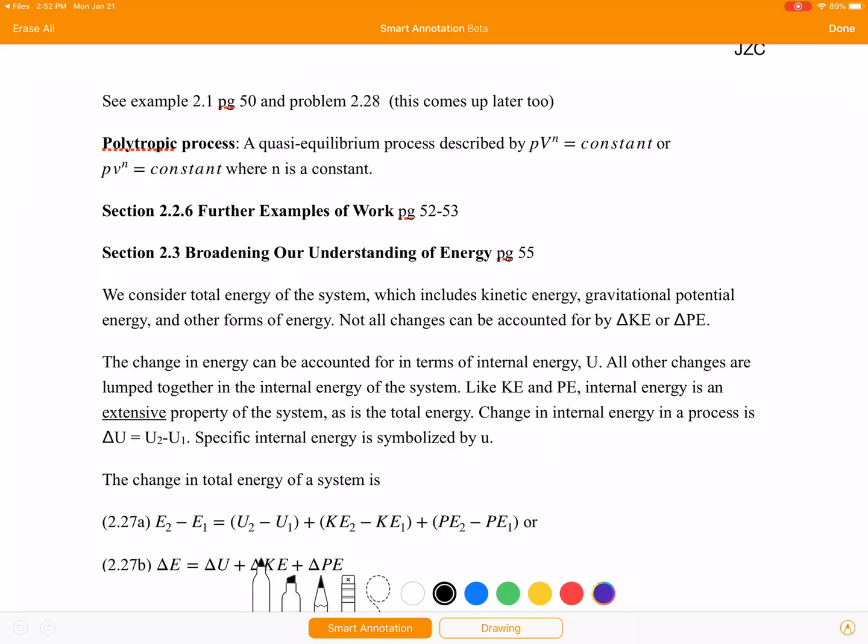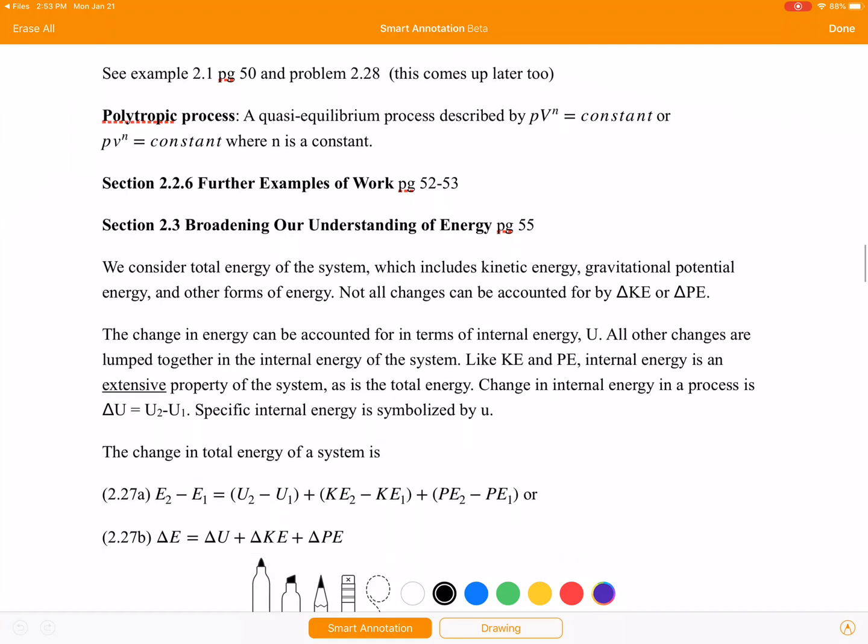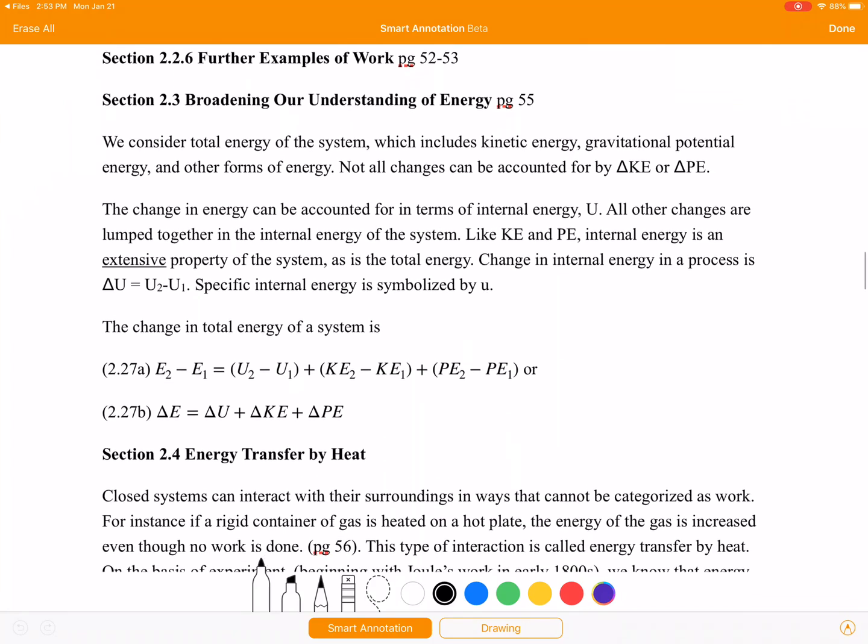In your book, I strongly recommend you go look at those and read through those and understand those. Now let's broaden our understanding of energy.